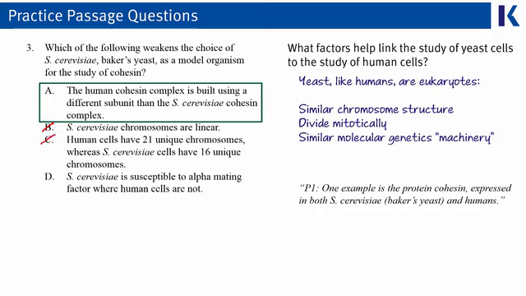And as for letter D, again, it's true that yeast are susceptible to alpha mating factor. Human cells are not. However, this is actually something that strengthens the choice of yeast as a model organism, because the fact that yeast cells are easier to work with, more manipulatable than human cells, is actually one of the reasons why we would choose them as a model organism versus human cells themselves.